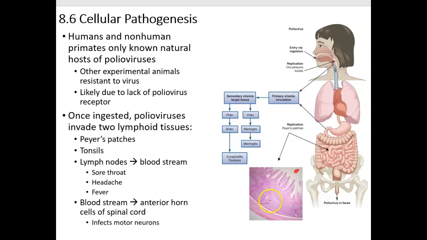But for some people, it spreads into the blood, so that's viremia. And then it can spread to other areas. Now, you can get a sore throat, fever, headache. If it spreads to your spinal cord, that's when you can get the paralysis.